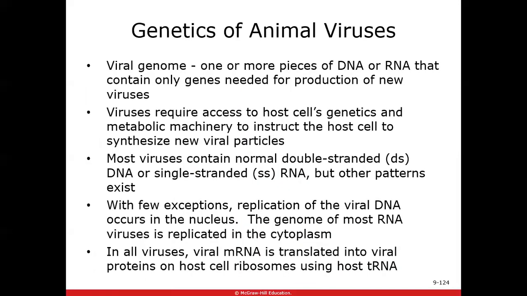So let's go to genetics of animal viruses. So viral genome, that's the genetic makeup in the virus. One or more pieces of DNA or RNA that contain only genes needed for production of new viruses. So the virus will infect a host cell and inject their genetic code that is specific for making more viruses.